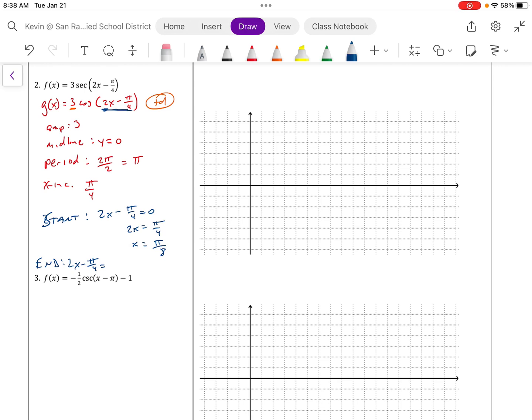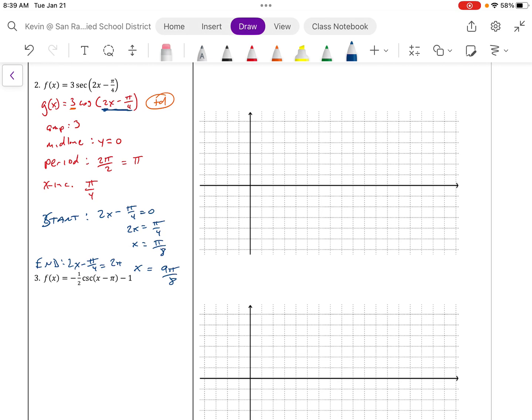oh no, we still do 2 pi. We still keep our endpoint 2 pi. So in this case, x equals 9 pi over 8, right? Because that would be 9 pi over 4, and then divide by 2, so 9 pi over 8. So those are our start and our end points.